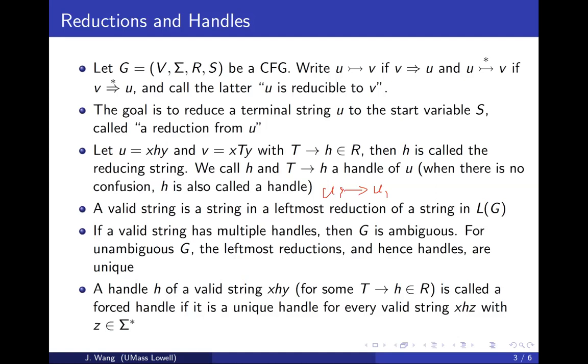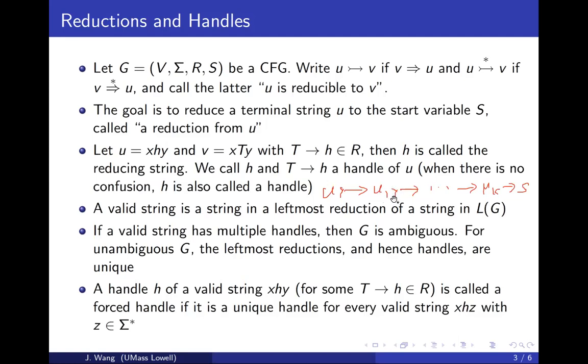Let's say when we go to U1 here, U may have more than one handle. We always choose the leftmost handle to do reduction. That's called leftmost reduction. It may involve several steps until you get to your destination, let's say this is S. So this is a leftmost reduction.